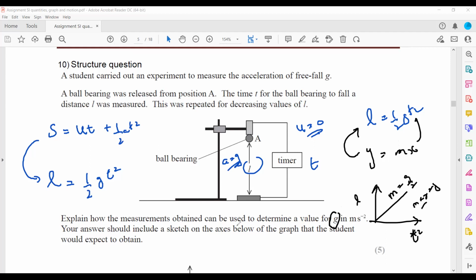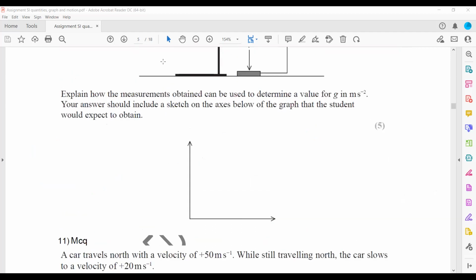So explain how the measurements obtained can be used to determine the value of g in meters per second squared. Your answer should include a sketch on the axes below of a graph that the student would expect to obtain. So what graph does the student expect to obtain, as the initial velocity is 0? It will be a straight line passing through the origin. Why must the straight line pass through the origin? As there will be no y-intercept when we use this equation. So plotting a graph between L and t squared, the gradient is g by 2, or gradient times 2 will be equal to gravity.